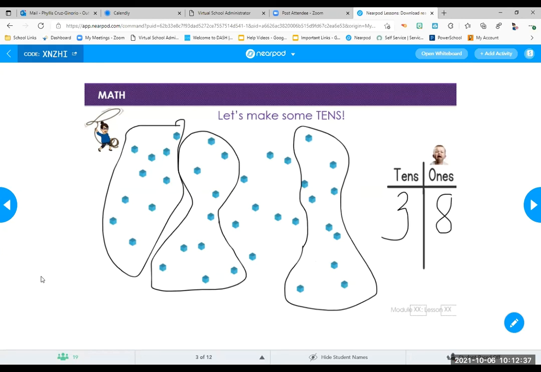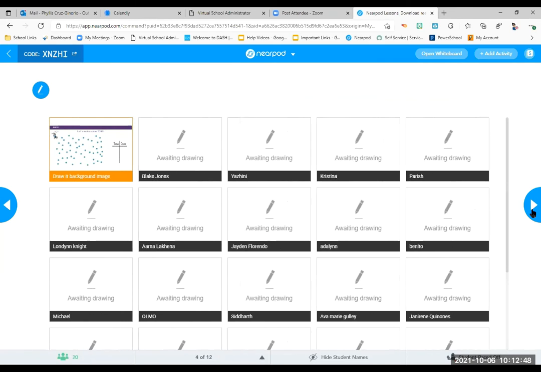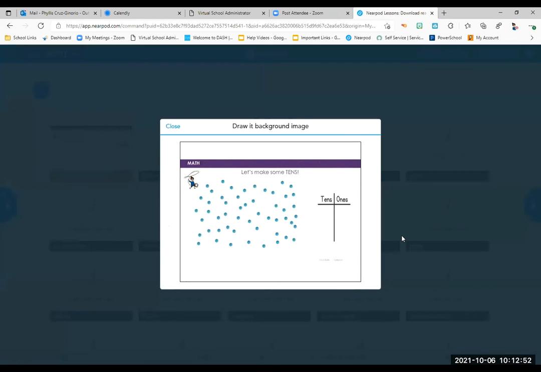Are you guys ready to do this? Do you think you can find some tens? All right, I think we're ready. Let's do it. Can you find and circle to make some tens? Be very careful. You have to have exactly 10 in each group. And then you have to write how many tens and how many ones. And I can't wait to see. So, let's get going.